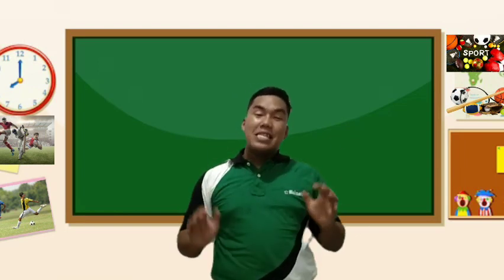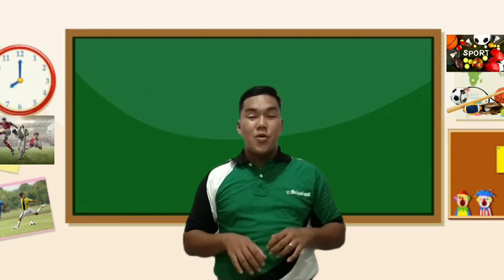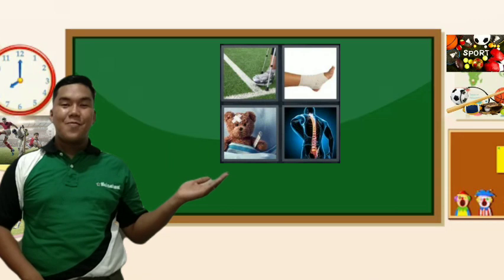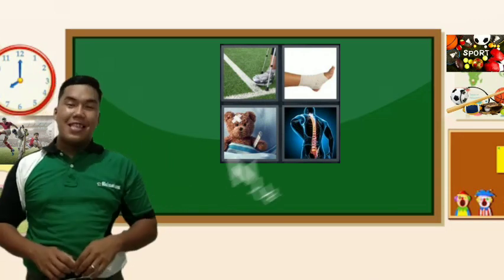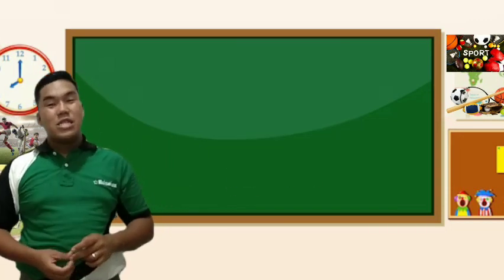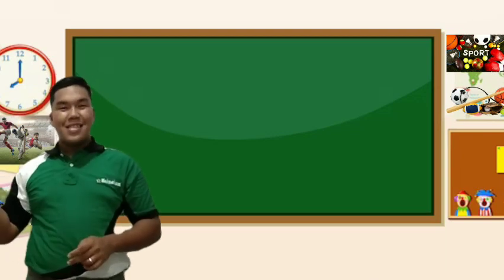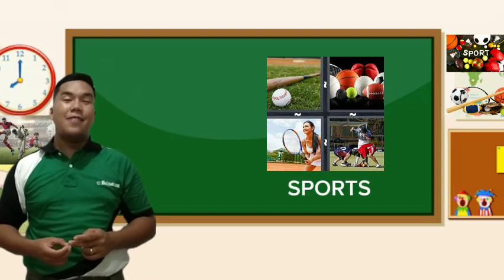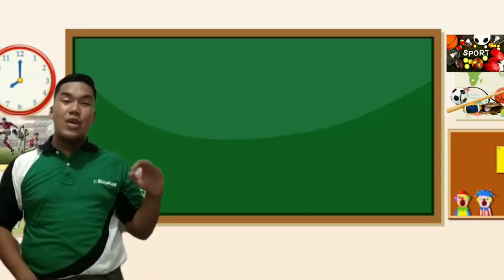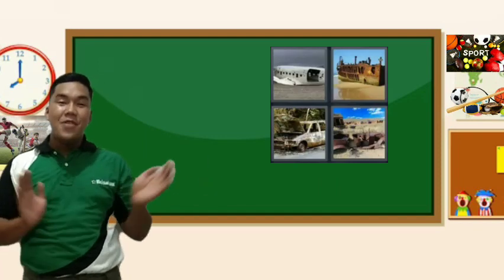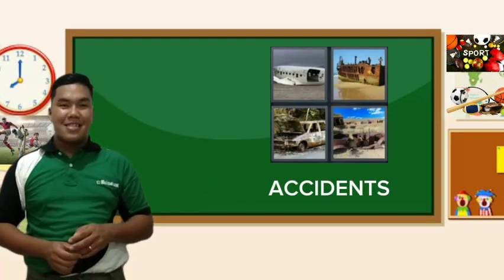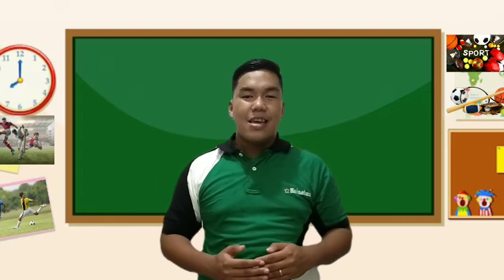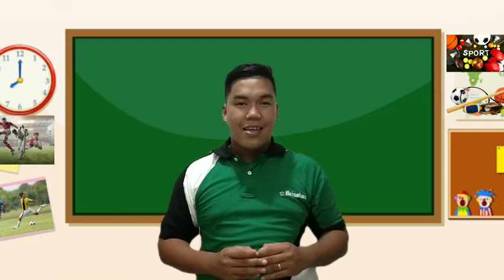Alright class, this time let's unlock the hidden word in the picture. So, the picture number 1 we have. Very good, that is injuries. And now let's proceed to the picture number 2. Alright, that's it, sports. And finally, picture number 3. We have that. Terrific, that is accidents. Based on the activity that we did, what do you think our lesson for today is?